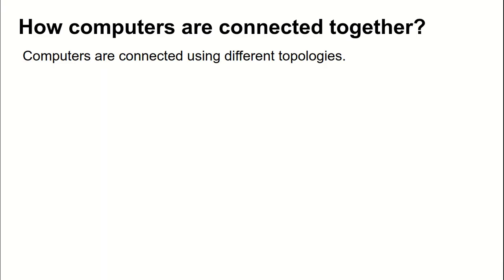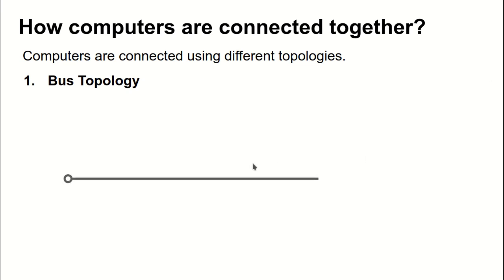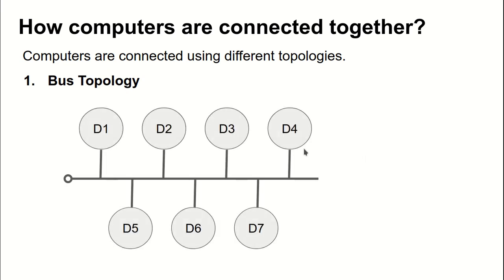In this video I am going to show you how computers are connected together. So basically computers are connected using different topologies. The first topology is the bus topology. In this topology only a single cable is present and all the devices are connected to this single cable. As you can see, this single cable is providing connection to all the devices.